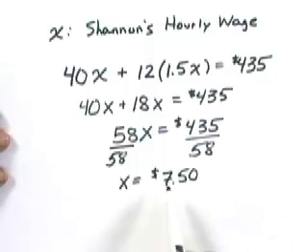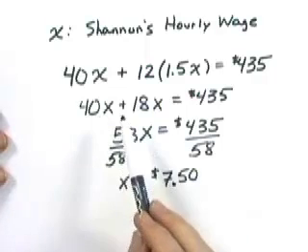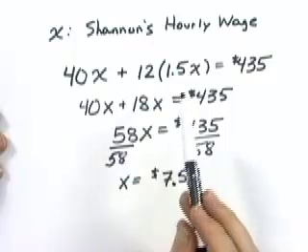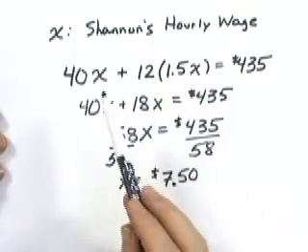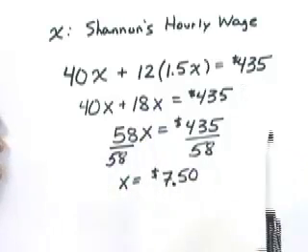What you want to do here to verify that your answer makes sense is you take $7.50 times the 40 hours plus compute 1.5 times $7.50 to compute her overtime rate times the 12 hours. The sum of those two hourly wages should equal the $435.